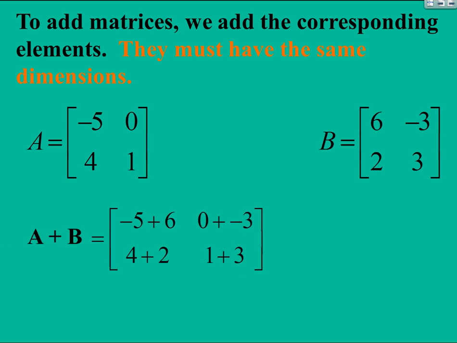And does it just make sense then that the row 1, column 1 entry is going to be -5 plus 6, so it's 1, right? 0 plus -3 is going to be -3, etc. Pretty straightforward. Adding matrices is really simple.